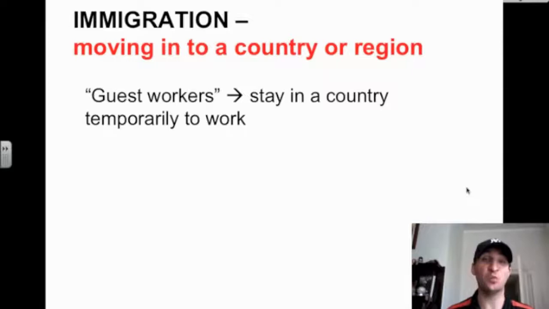Sometimes you have guest workers who stay in a country temporarily to work. And this is a controversial area because some guest workers never leave that country, and the government of that country might not want them there long term because they're costly and they may not pay taxes. It becomes a political issue.